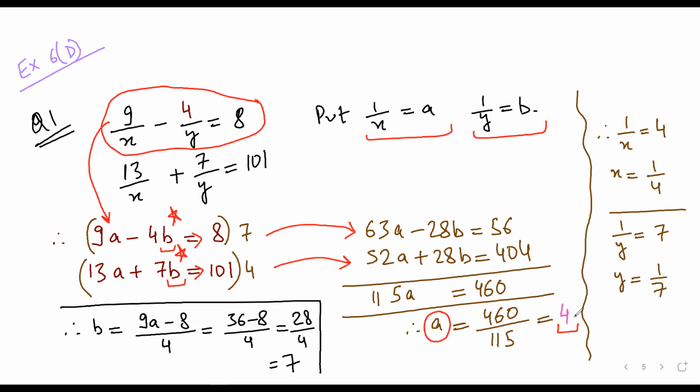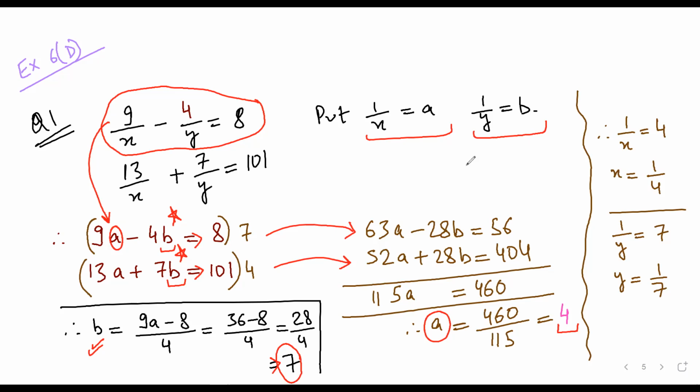Once I have the value of a, I need the value of b. So for finding the value of b, what I do is I put the value of a here and I solve for b. This is what I've done here. So b would be equal to 9a minus 8 upon 4. The value of b becomes 7. Mr. Rudra, any doubt? No, sir.